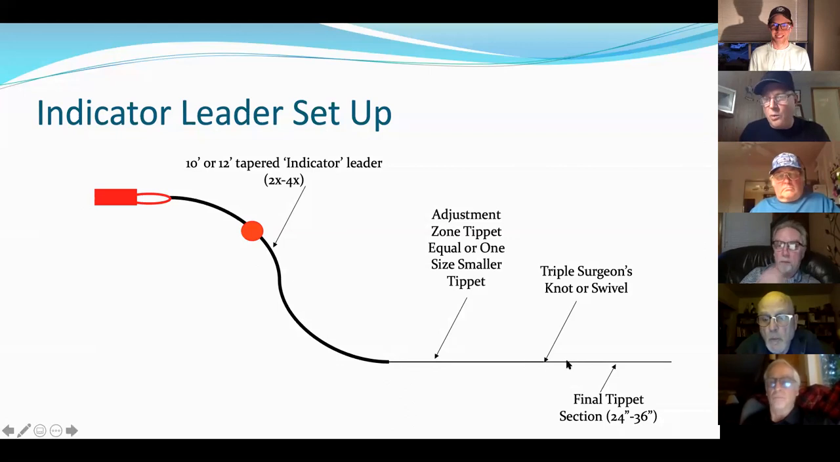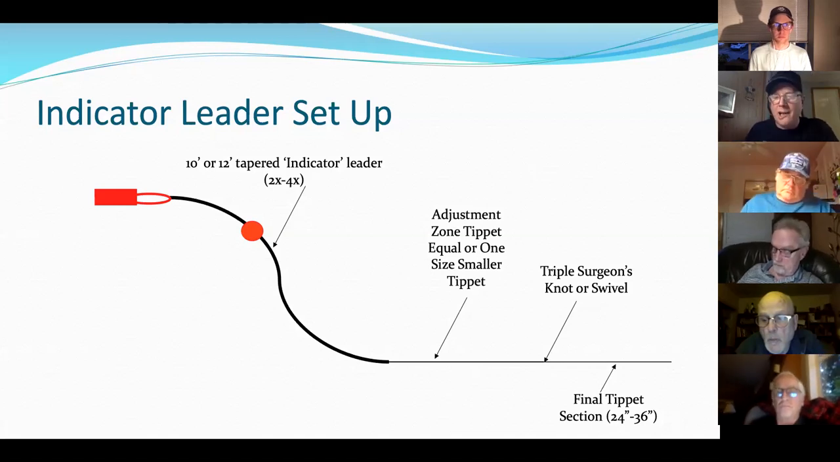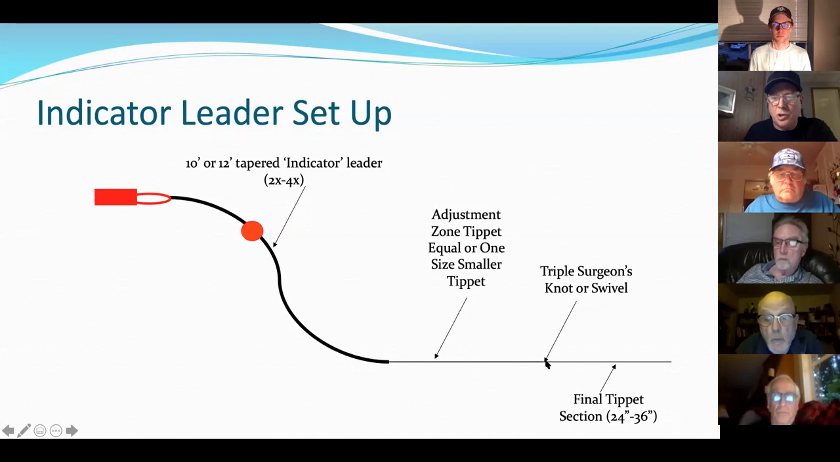And then I always like my final tippet section from here to here to be on average 24 inches long. I may go a little deeper if I'm fishing deep, like 18, 19, 20 some odd feet down, right? I like to keep that short. So let's say that's 2 feet. So 9 less 2, I've got to add 7 feet of leader before I get to my swivel. So this is what I call my adjustment zone from here to here.